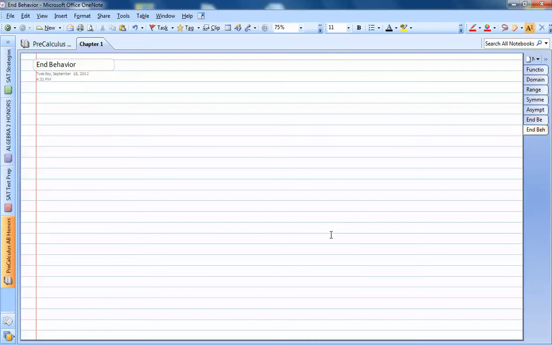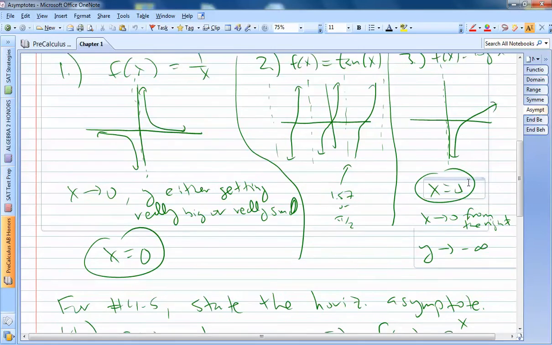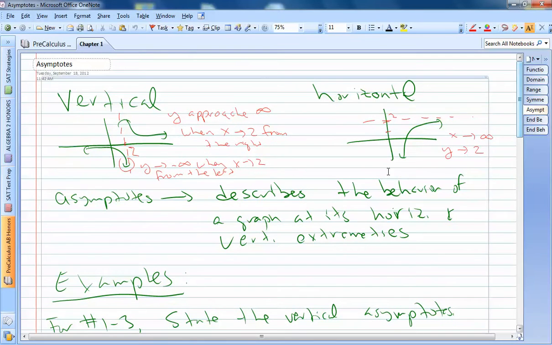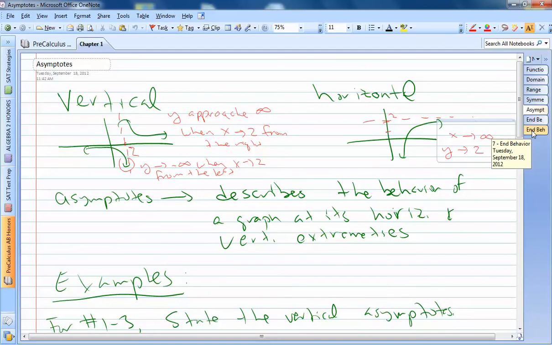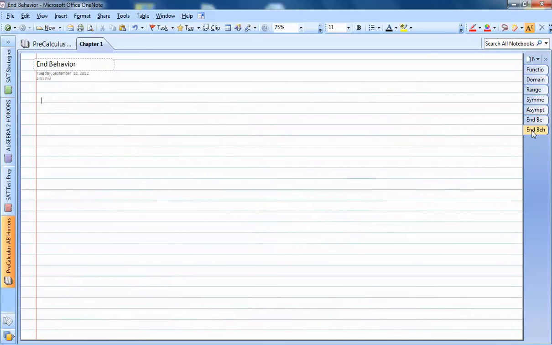Hello. Here we're going to talk about end behavior. If you watched the video about asymptotes, we saw how an asymptote is simply how a graph will behave at its horizontal and vertical extremities. Now we're going to delve into asymptotes a bit deeper and take a different kind of approach to understanding how the ends of a graph behave.